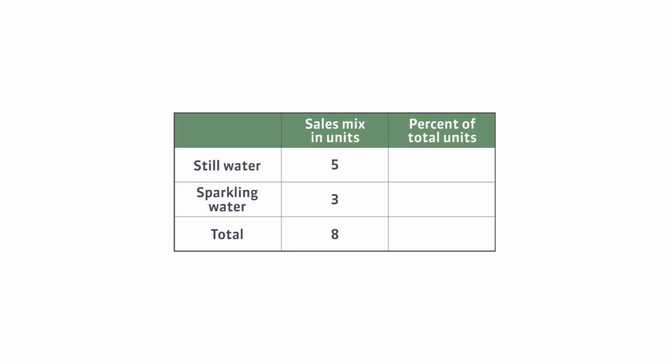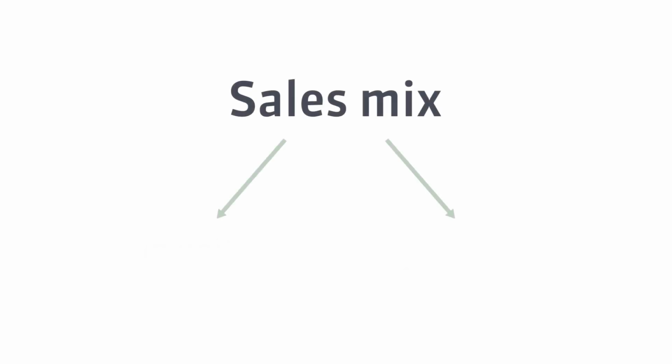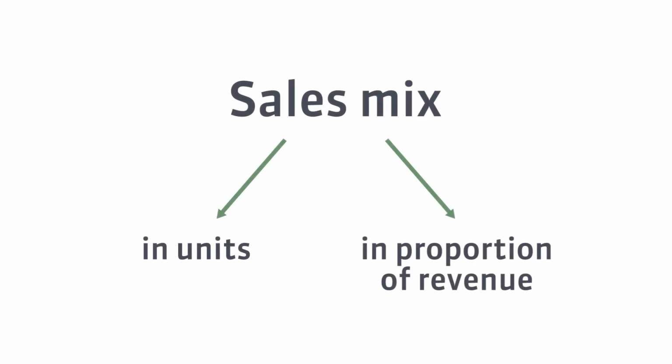That is, of every 5 bottles of water sold, 62.5% contain still water and 37.5% sparkling water. Alternatively, the sales mix can be represented by the percent of total revenue contributed by each product.